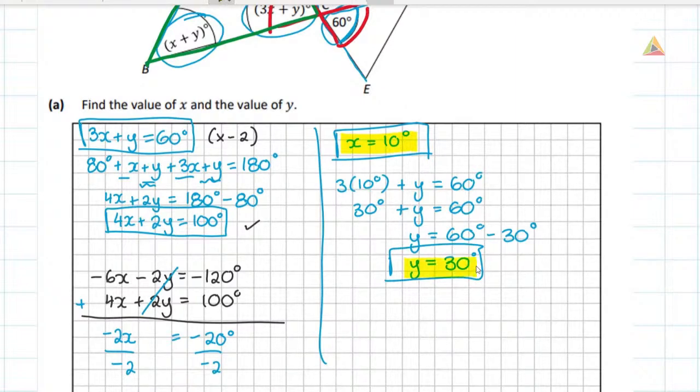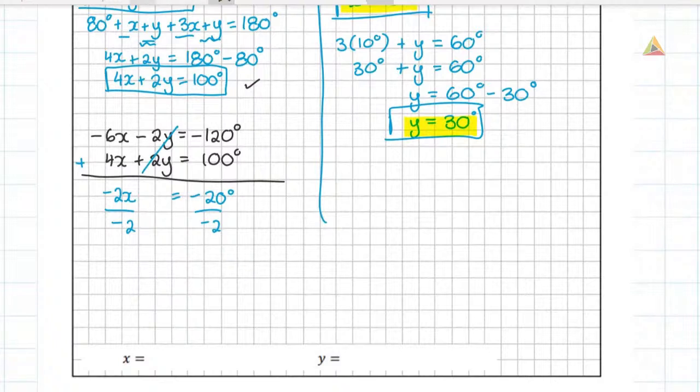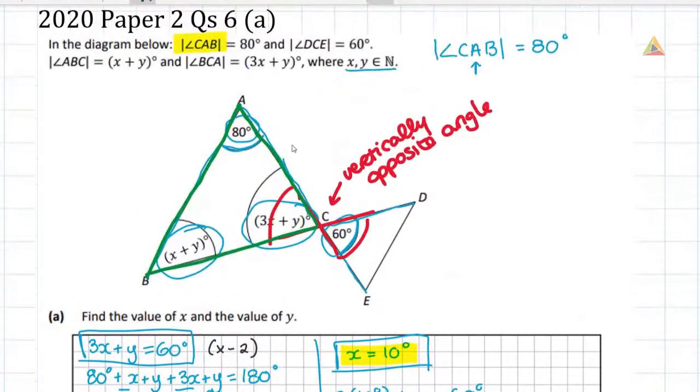So I get y is equal to 60 degrees minus 30 degrees, which gives me y is equal to 30 degrees. So there's my answer for x and y, and I just have to fill them in when I come down here to the bottom. So we've said x was 10 degrees and y was 30 degrees. Okay, so that's our first part where we had this simultaneous equation because we were looking for two unknowns and they're both natural numbers, and we just had to realize how we read our angles and how we're going to deal with that.